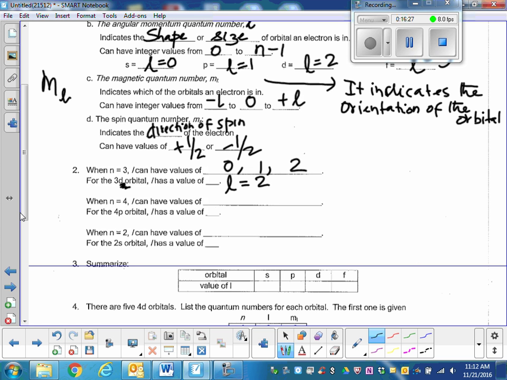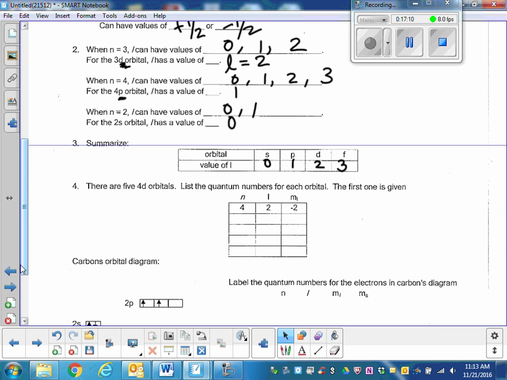When n equals 4, what are the possible values of L? 0, 1, 2, 3. If it is a p orbital, what is the value of your L? 1. When n equals 2, L can have values of 0 and 1. If it is an s orbital, the value of L is 0. For s, the value of L is 0. For p, it is 1. For d, it is 2. For f, it is 3.